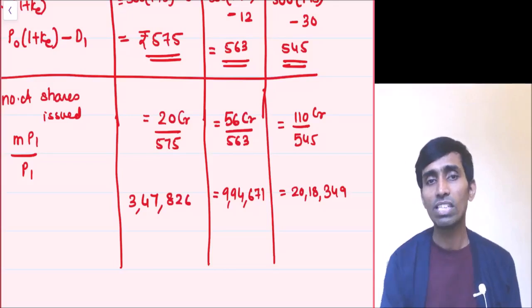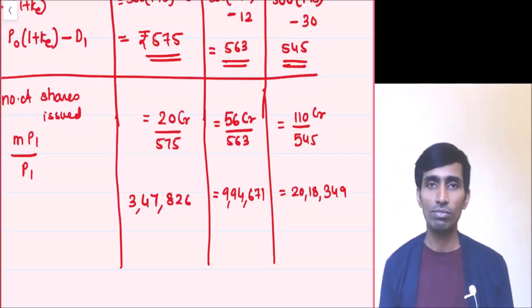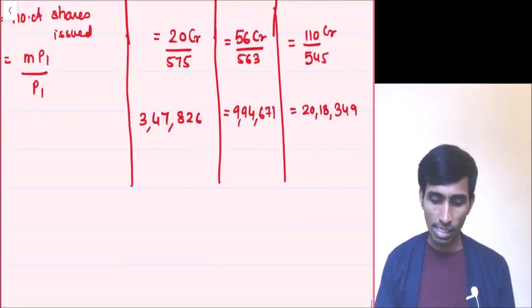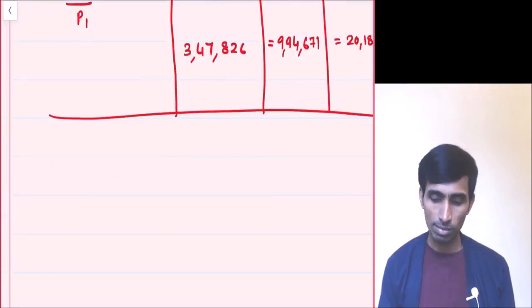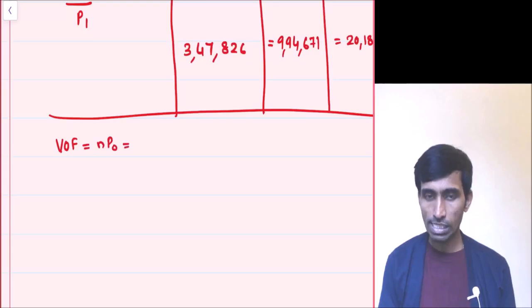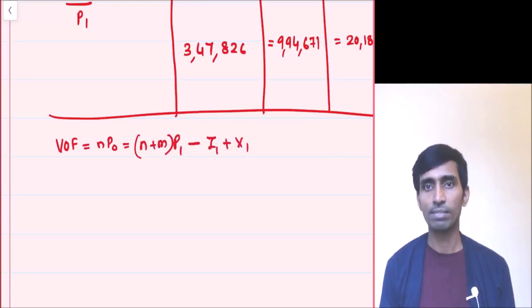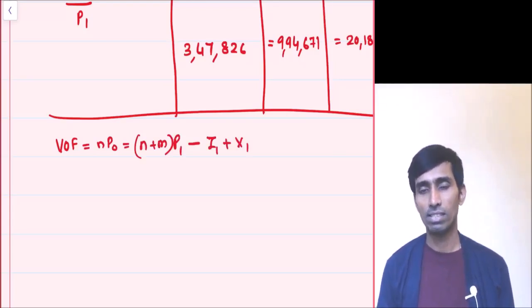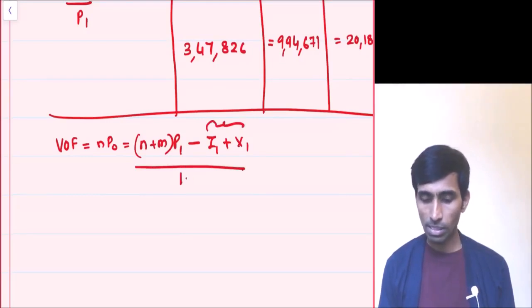Fine. Now till now it is not over. We'll calculate the value of the firm. I'll give you time to write. See, the value of the firm is what? Please understand. Value of the firm, that is nP0, is equal to n plus M into P1, minus I1 minus X1, which I will net it, divided by 1 plus KE.